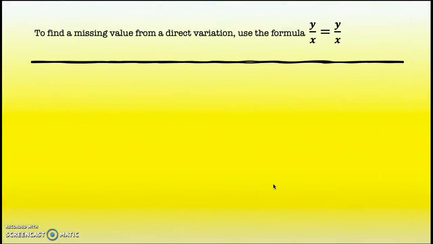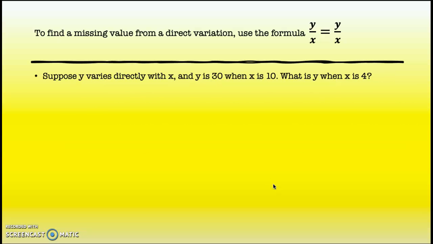Now, the last part that we were talking about, we said to find a missing value from a direct variation, we're going to use the formula y over x equals y over x. Okay, so let's see how this would work. So right here, suppose y varies directly with x, and y is 30 when x is 10. What is y when x is 4? Okay, so we're just going to set this up. Y over x equals y over x. Well, did it tell us what our y and x values were? Yeah, it gave us 3 values. We need 4 to fill this in, but if we're missing one, that's okay.